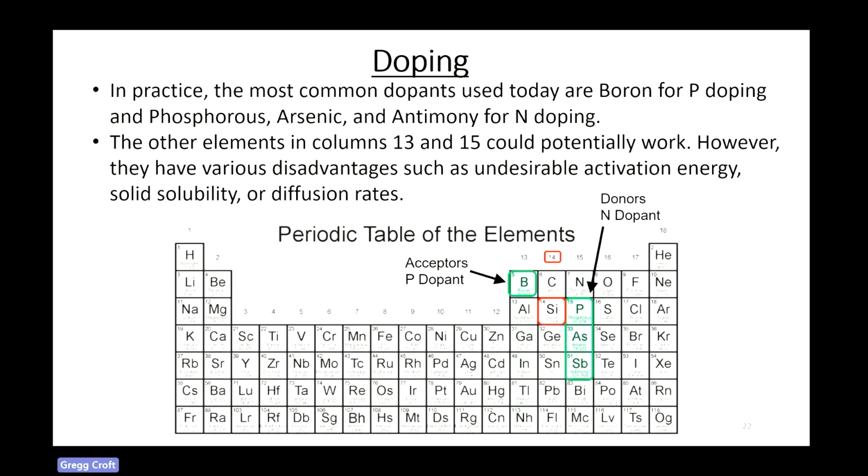Now, in practice, the most common dopants used today are boron for p-doping and phosphorus, arsenic, and antimony for n-doping. You can see I've highlighted those on the table here. The other elements in columns 13 and 15 could potentially work. However, they have various disadvantages, such as undesirable activation energy, solid solubility, diffusion rates, a bunch of stuff I'm not even going to talk about today. But there are reasons that people don't use those other elements. I just wanted to make you aware that the 4 most common ones by far are phosphorus, boron, arsenic, and antimony.